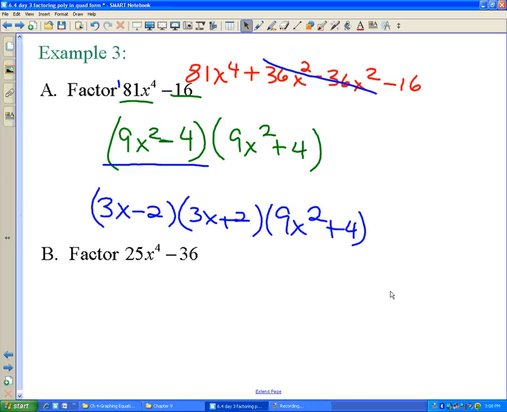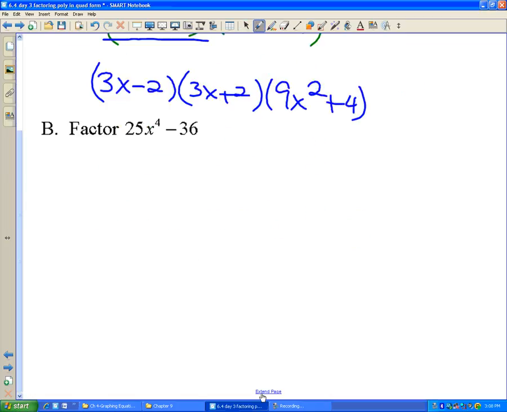One more time, I want to see if I can read this as a difference of two squares. For letter B, this is a perfect square. This is a perfect square. 25x to the fourth, what squared is that? 5x squared. 36, what squared is that? 6 squared.